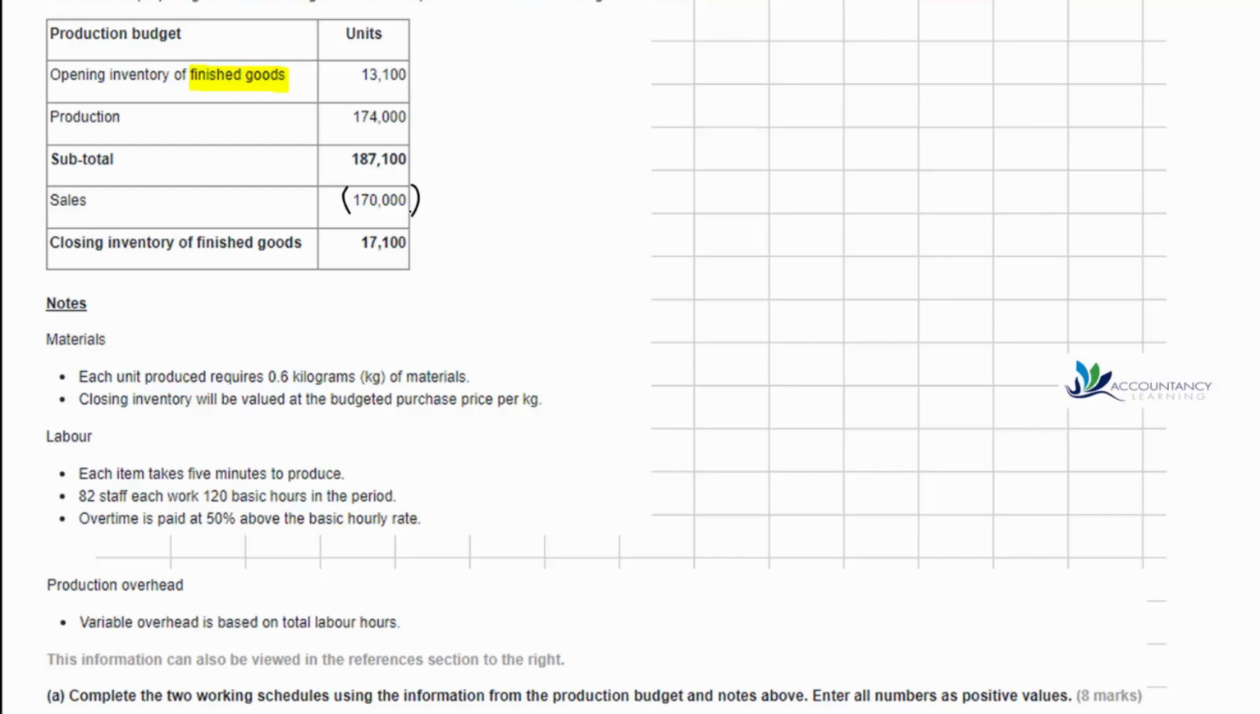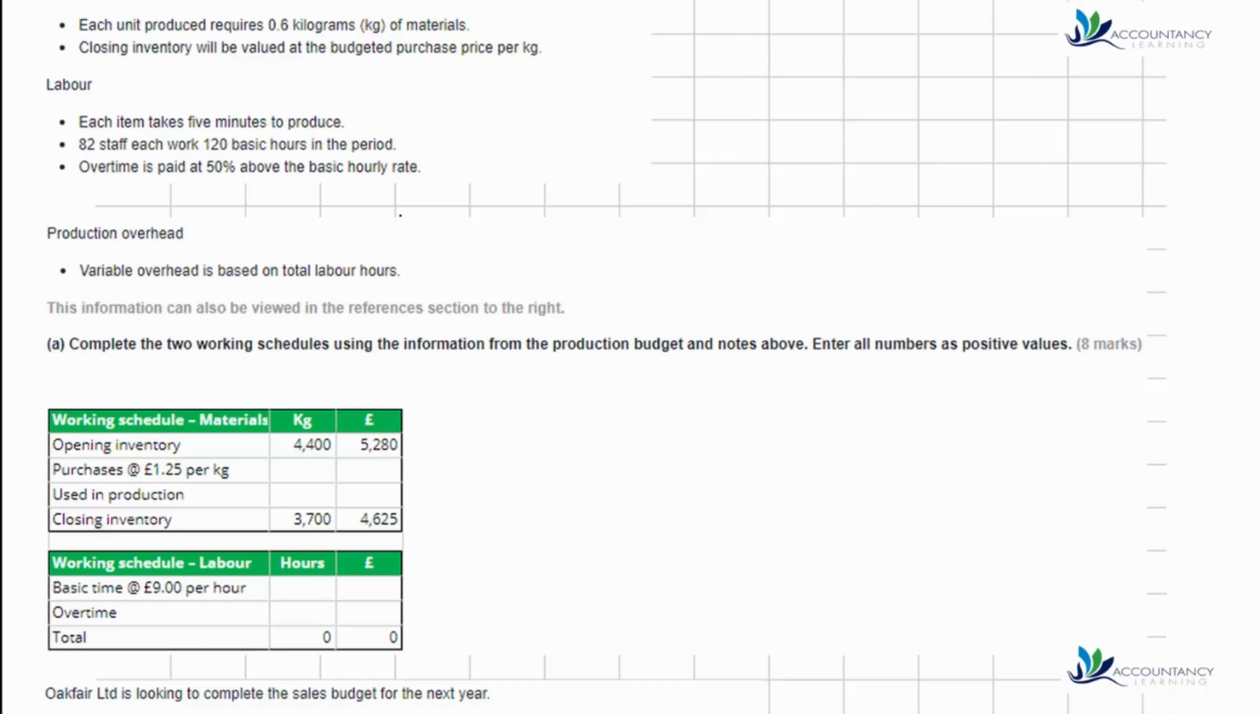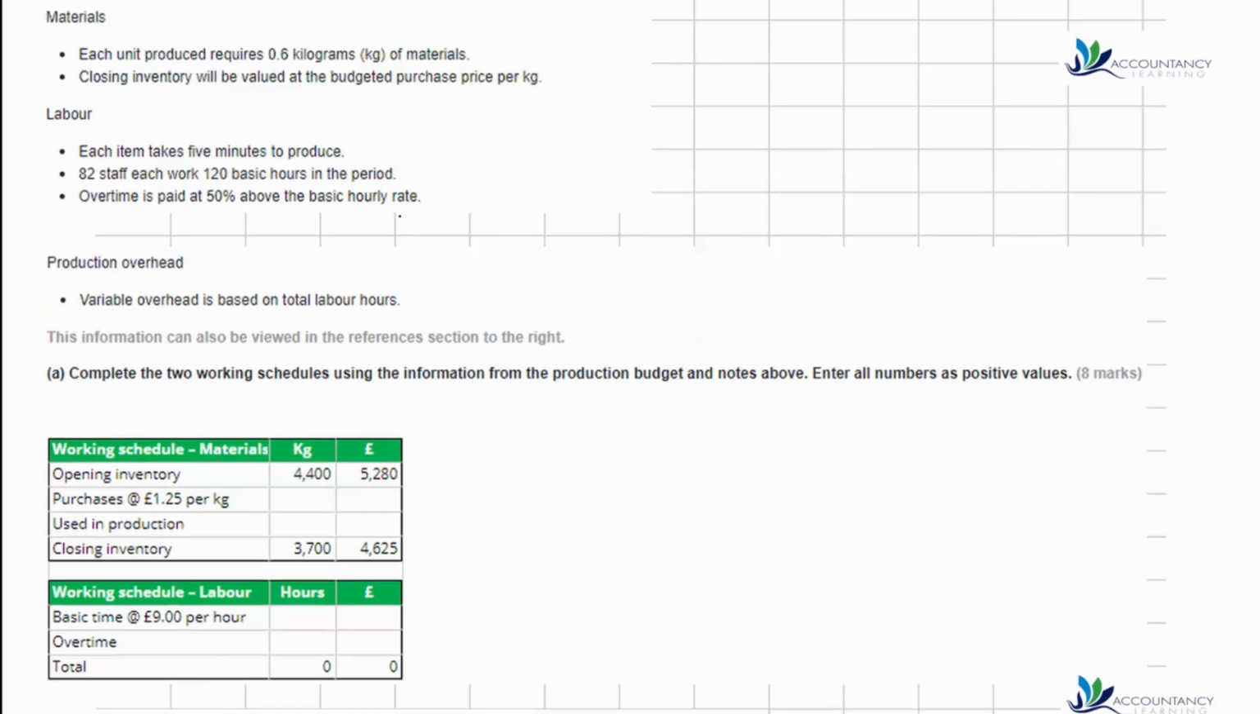And we're also told in terms of production overheads, our variable overhead is based on total labour hours. So we're asked to complete the two schedules using the information that we have in the production budget and notes above. And it's telling us to put all numbers as positive values. So first of all, we're going to look at our materials, and we're given some data here.